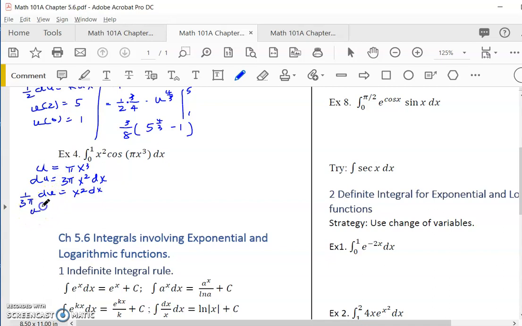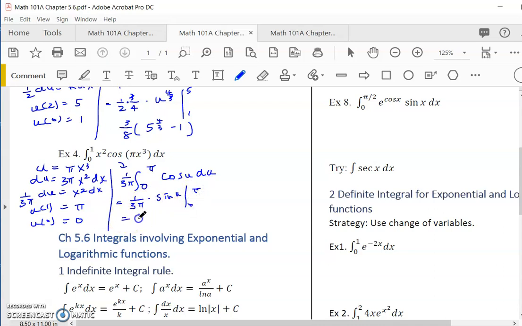And then we have to do u of 1. U of 1 is 1 times pi. U of 0 means 0. Okay. So the integral now becomes 0 to pi. X squared dx becomes 1/3 pi du, so move the 1/3 pi outside. And then the cosine is just cosine u du. Right? Cosine u du. So it is 1/3 pi, and the integral of cosine is sine u from 0 to pi.